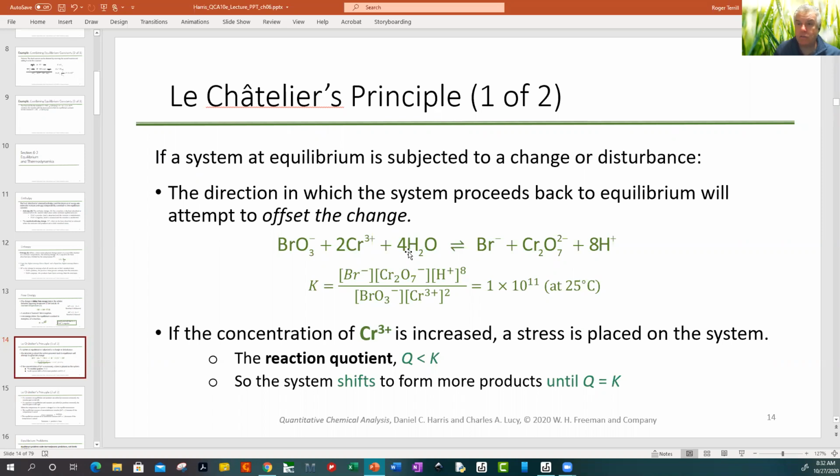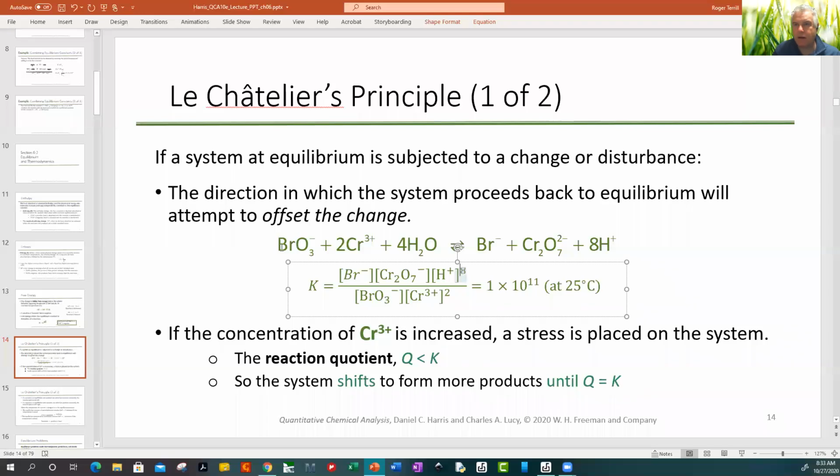So if these guys are, even at an extreme, say, 1 molar, the water's still going to be maybe 54.5 or something like that. Anyway, it'll be close to 55, right? So we're going to omit the water term from the equilibrium constant. We're just going to take the products, bromide, dichromate, and H plus. We're going to raise H plus to the 8th power, right?